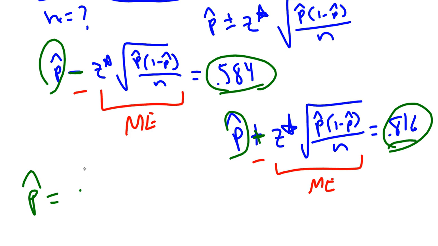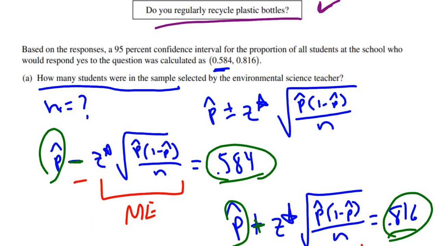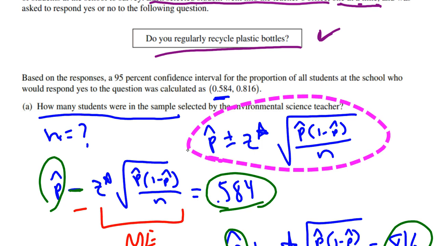So we'll do 0.584 plus 0.816 over 2. If you take that into your calculator and divide, you get a very nice 0.7. That's really good actually. First off, the nice simple decimal, but then we could also just plug it into the confidence interval formula. So let's go and do that. So 0.7, right? Our confidence interval is going to look like this: 0.7 plus or minus.